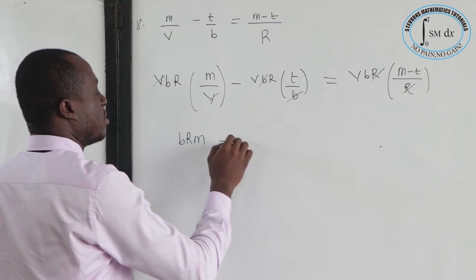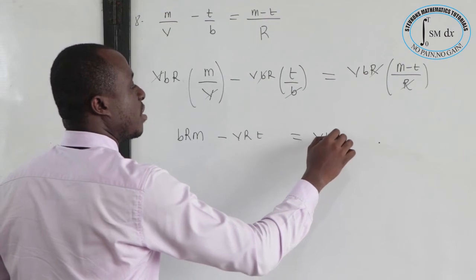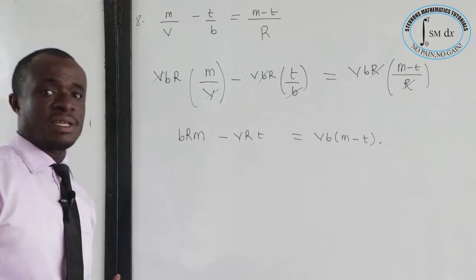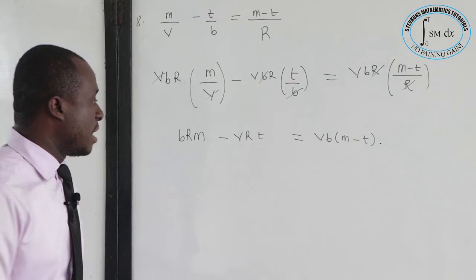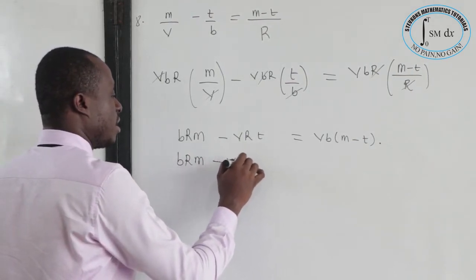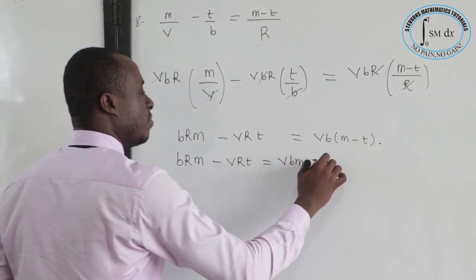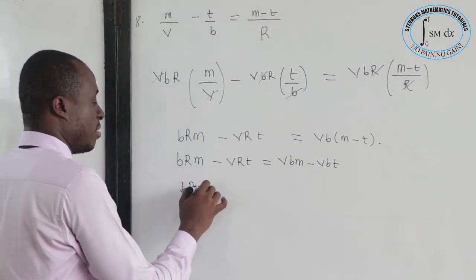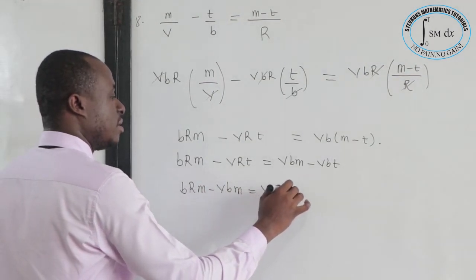You have brm minus vrt equal to vb(m minus t). Now the question says that we should make m the subject. Now there's m here, there's also m there. What do we do? We have to expand, then group like terms. brm minus vrt equal to vbm minus vbt. We have to group like terms. So we have brm minus vbm equal to vrt minus vbt.